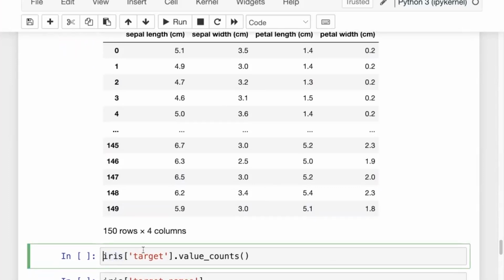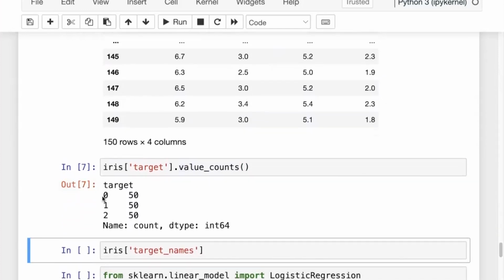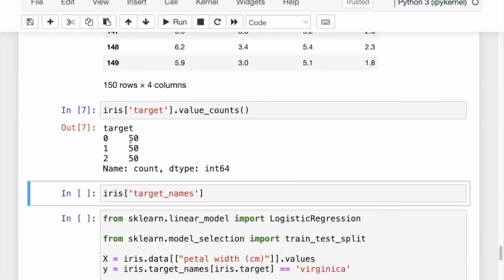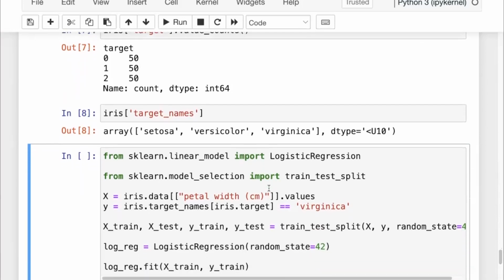Then we can look at where we store the outputs or the class labels, and especially we can use value counts. You can see that this is a very well-balanced data set, in the sense that we have 50 data points with class label 0, 50 with class label 1, and 50 with class label 2. So this one is actually 3 classes, but you're going to see that we can convert this to a binary classification problem. These are the target names, the names of the 3 species of the iris flower.